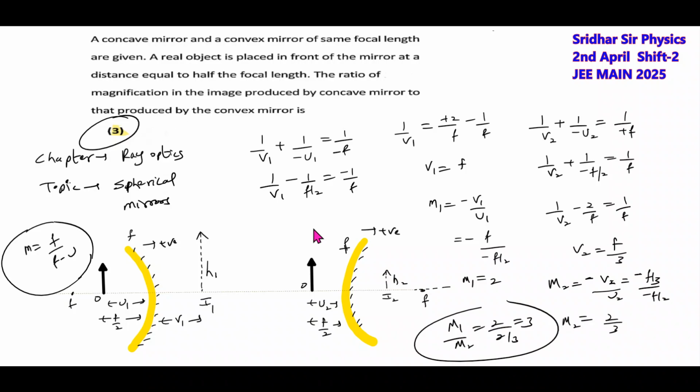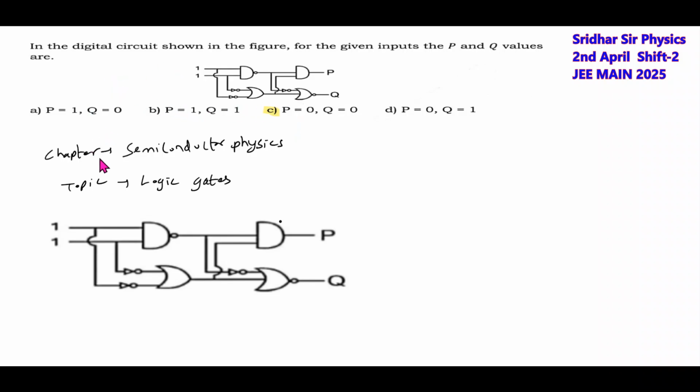We'll move to the next question. This question belongs to the chapter Semiconductor Physics, and the topic is logic gates. In the digital circuit shown in the figure, for the given inputs, the P and Q values are asked. So what are the inputs here? 1 and 1. It's asking what is the possible output P and Q. So these are the inputs.